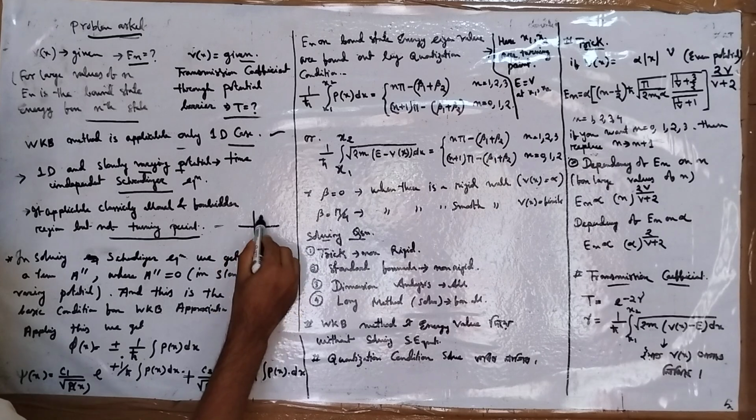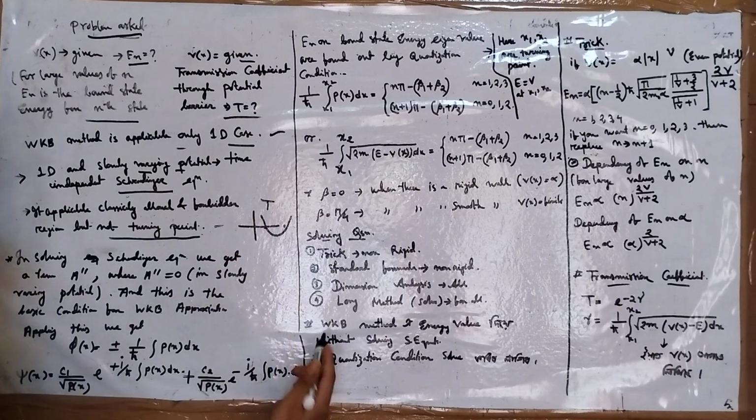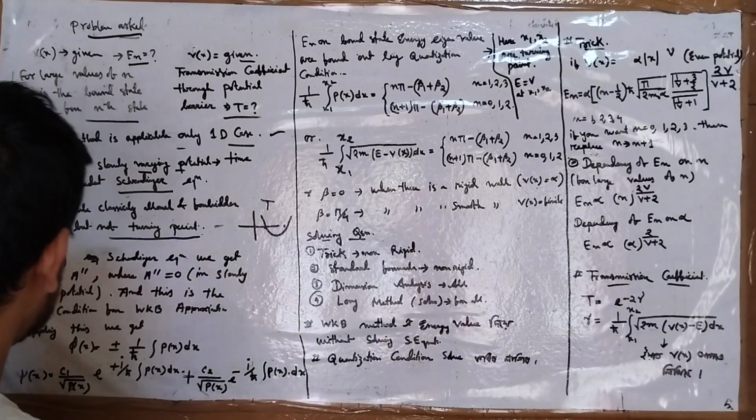So I hope you already know the classically allowed and forbidden regions. This type of point, the turning point, is not applicable. Classically forbidden means the kinetic energy becomes zero or less than zero. This region is the classically forbidden region.